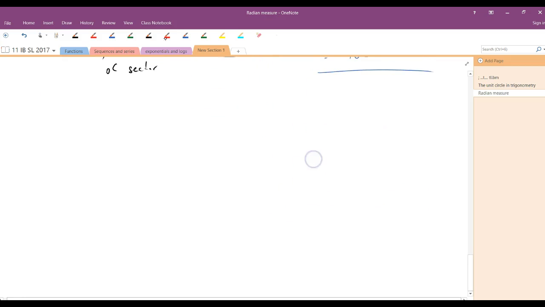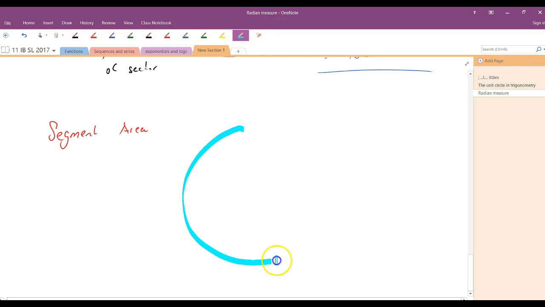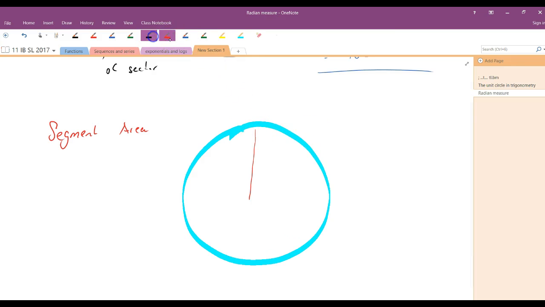Okay, finally, let's have a look at segment area. I want you to think about how we would find the area of a segment. Two segments of the circle, the major and the minor, are produced by a chord. That black chord there makes a minor segment and a major segment. So what we're looking for is this area in here. That's the segment area we're looking for. That's the minor segment area.